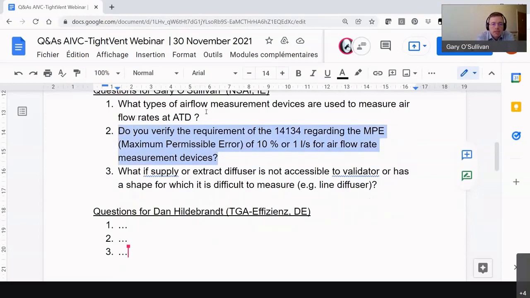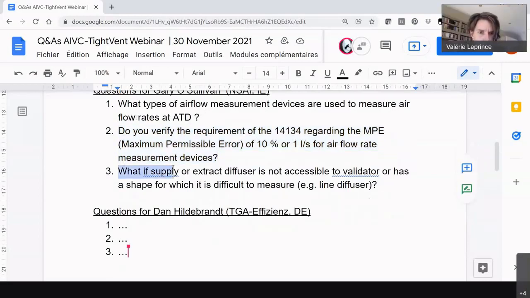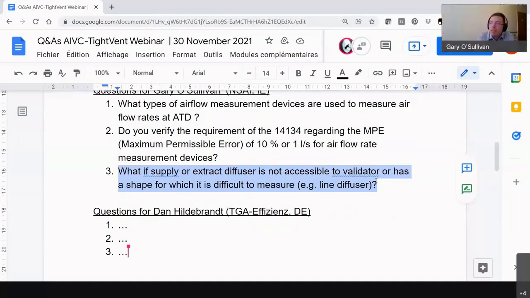Okay. And then there is a practical question. What if a supply or extract diffuser is not accessible to the controller or has a shape for which it is difficult to measure? What is your approach when it is not possible to perform the measurement at the terminal device? We have seen that, and I suppose that will happen once, because a ventilation validator will put on his report it was not possible to measure the supply grill, which now has a fitted wardrobe underneath it or something that's inhibiting him from making that measurement.